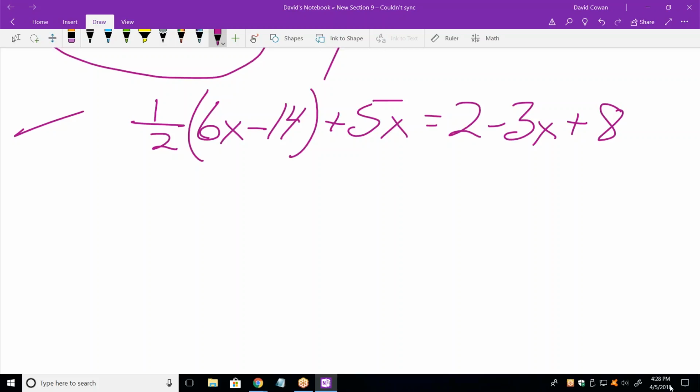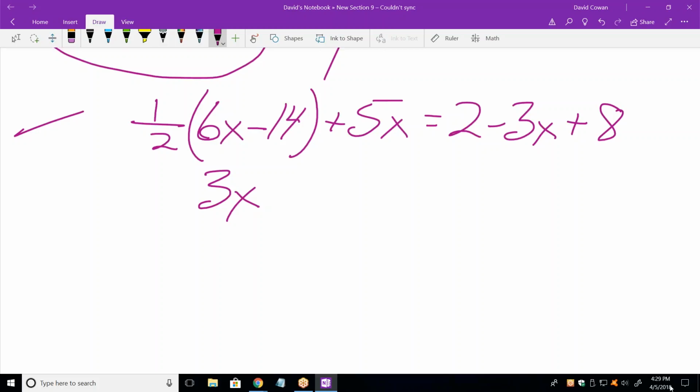I don't know how to do that. What is 1/2 times 6x? It is 3x? I don't know. I don't even know how to do it on my calculator. Well, I don't want you to do this on your calculator. If you have to use a calculator to do this, you're kind of in trouble. You should be able to multiply 1/2 times 6. And you should be able to multiply 1/2 times -14.